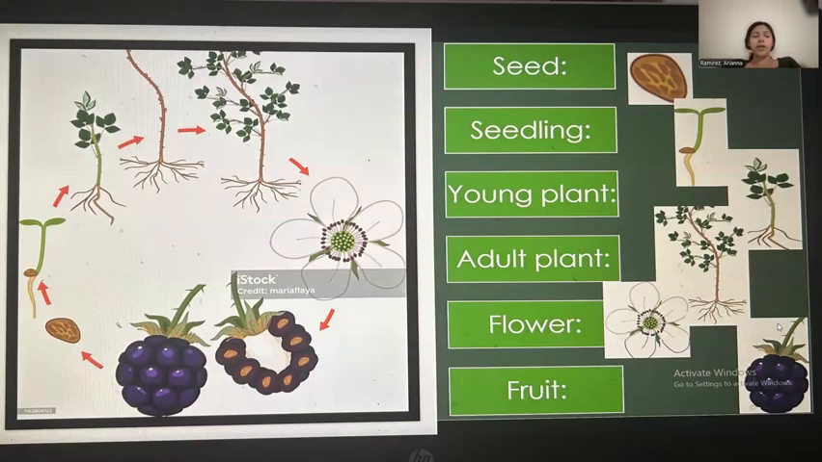So here we have a great example of the blackberry plant. As you see, we have the seed, we have the seedling, we have the young plant, we have the vine with no leaves on it because it's starting to grow bigger. And then it turns to a bigger vine, which eventually gets flowers on it. And then we get our blackberry.